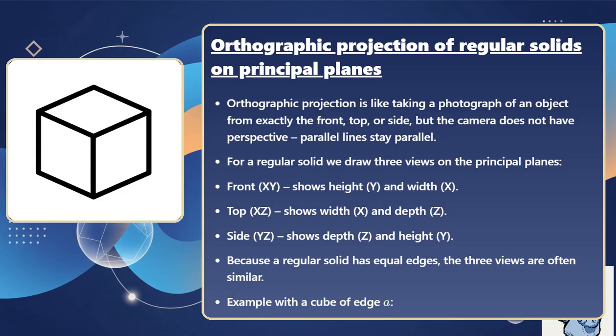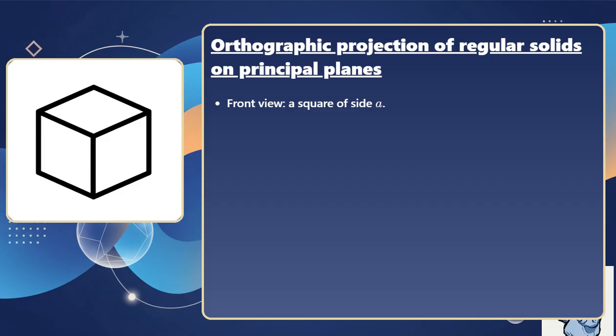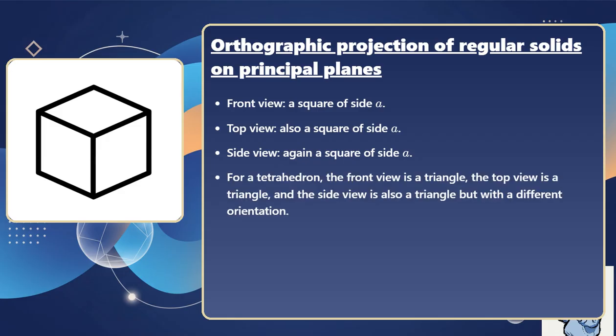Example with a cube of edge A. Front view: a square of side A. Top view: also a square of side A. Side view: again a square of side A. For a tetrahedron, the front view is a triangle, the top view is a triangle, and the side view is also a triangle but with a different orientation.